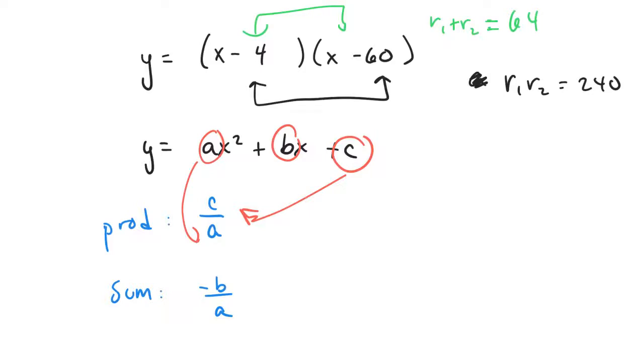Because if I give you A, B, and C, and the question says, which of the following multiple choices could be the roots, you can do a quick check with product of roots and sum of roots, and look at C over A and negative B over A to see what those values are. It's a good way of checking.